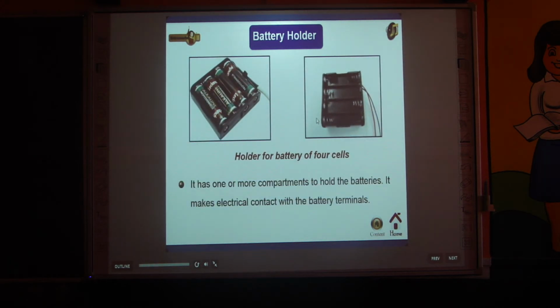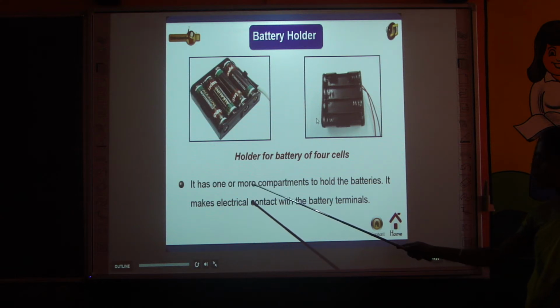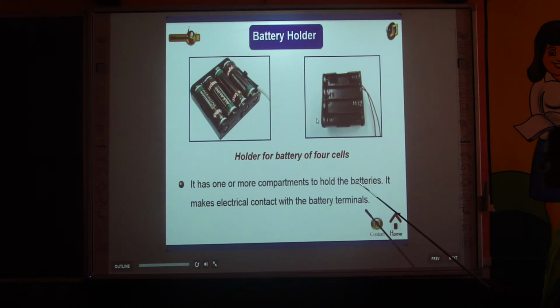What is called a battery holder? See, holder for a battery of 4 cells. This is 1, 2, 3, 4. So this is called a battery holder. It has one or more compartments to hold the cells. It makes electrical contact with the battery terminal. See, this one makes the electrical contact with the electrical cell. That is the battery.